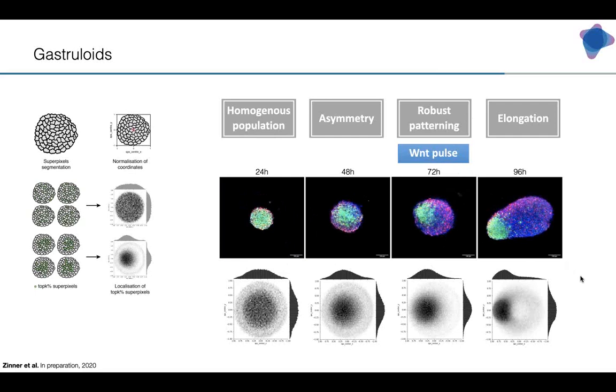Again, here we have 3 main steps we're interested in. The first is the asymmetries. How are this heterogeneity and these asymmetries emerging? How is the Wnt activation then making the system robust? And what's the feedback in here? And what are the elongation steps? So what we did is that we designed a screen to be able to address the 3 independently.